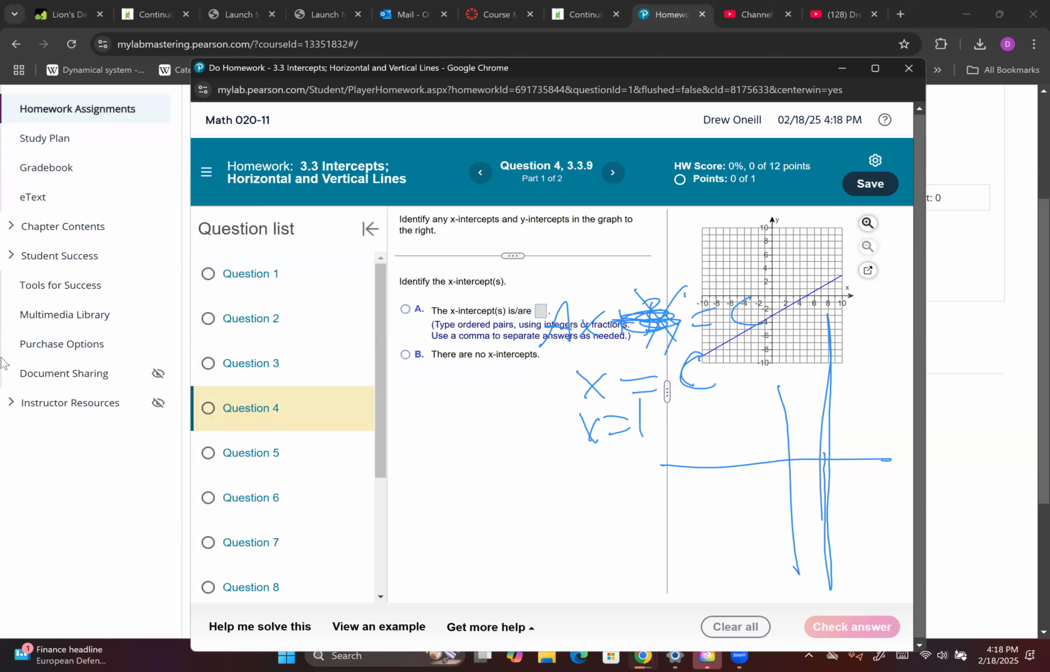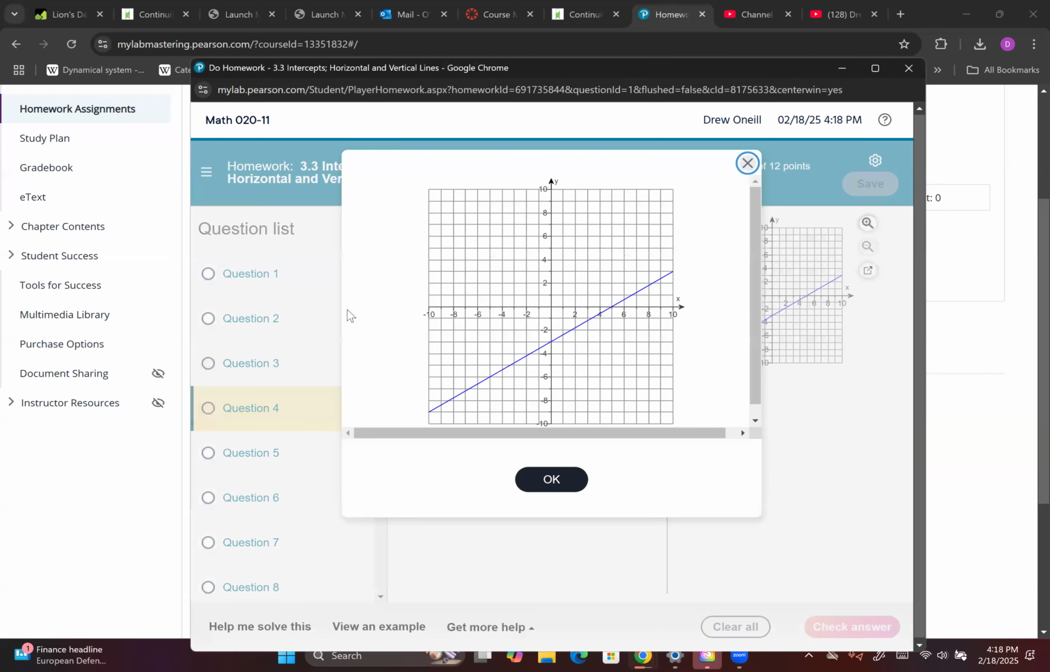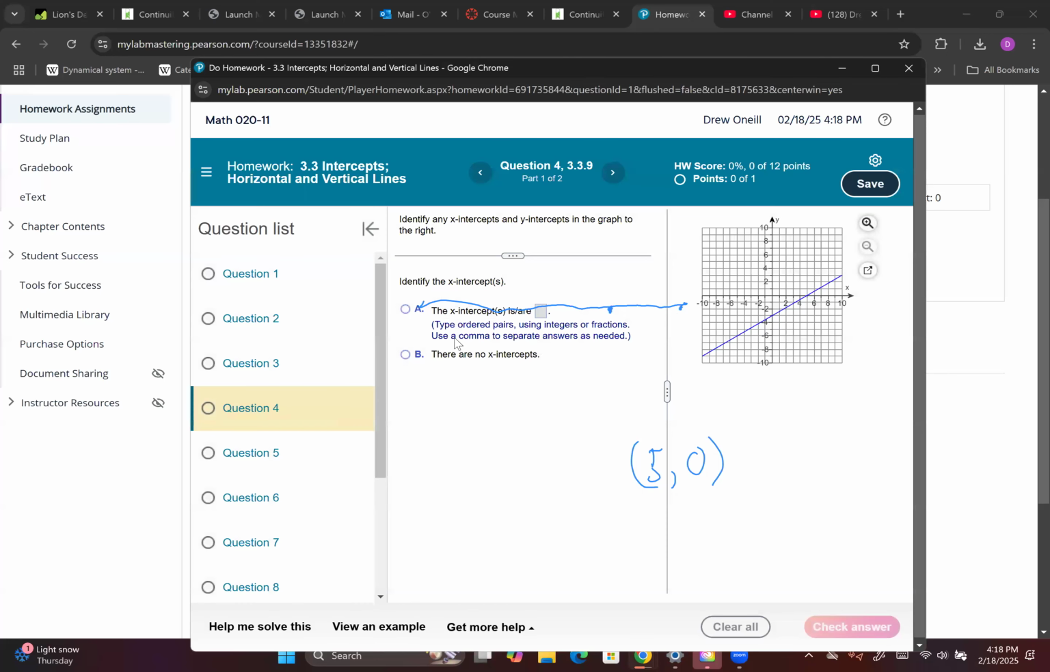It's asking here what the x-intercepts are. It's asking where does it cross the x-axis. Now, you really want to zoom in on this. Don't just guess. Zoom in, and you can see this is the x-axis right here. It's this horizontal line. It crosses at this point. Now zoom in and you'd see that x is 5. So x is 5 and y is 0. So that's the x-intercept. There's not more than one. So lines can only have one intercept of each kind.